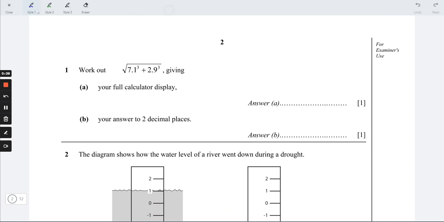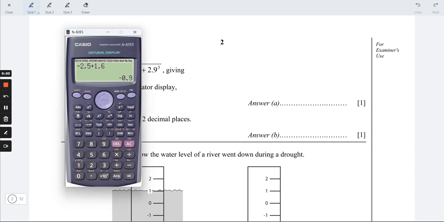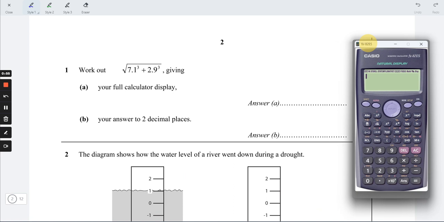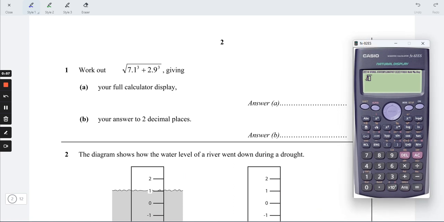Question number 1, work out the square root of 7.1 to the power 3 plus 2.9 to the power 3, giving your full calculator display, then your answer to 2 decimal places. So here we can use our calculator. So here we have under the square root 7.1 to the power of 3 plus 2.9 to the power of 3, equal.